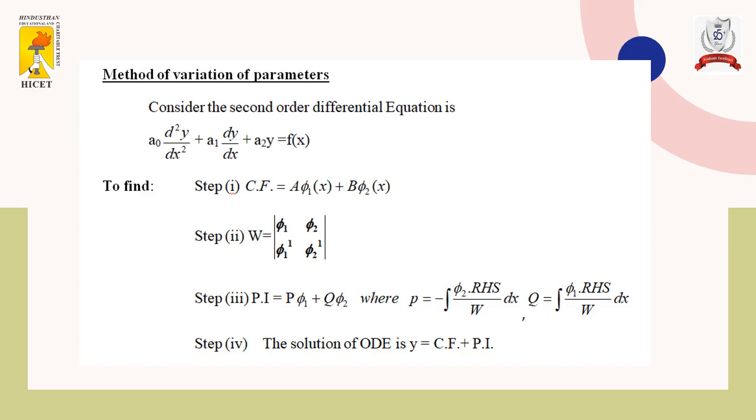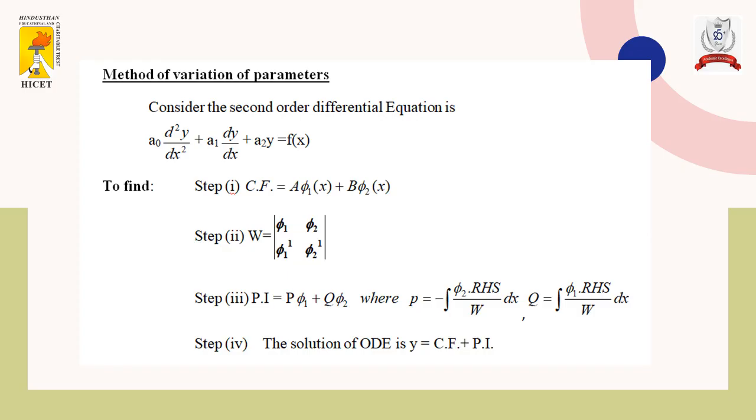The first step is to find the complementary function. To do that, we find the auxiliary equation, solve it, and get the roots. Depending on the roots, we write the complementary function as a into phi 1 of x plus b into phi 2 of x. In the second step, we find w, also called the Wronskian. The Wronskian is equal to the determinant of phi 1, phi 2, phi 1 dash, phi 2 dash.